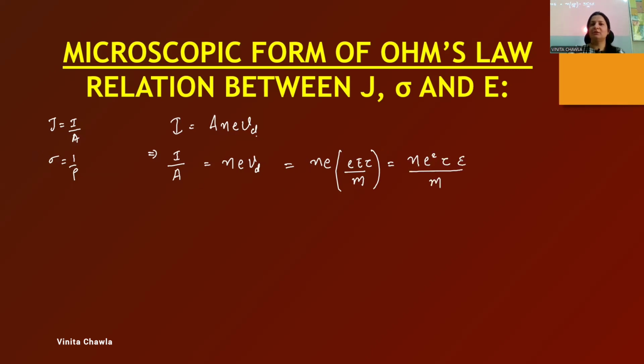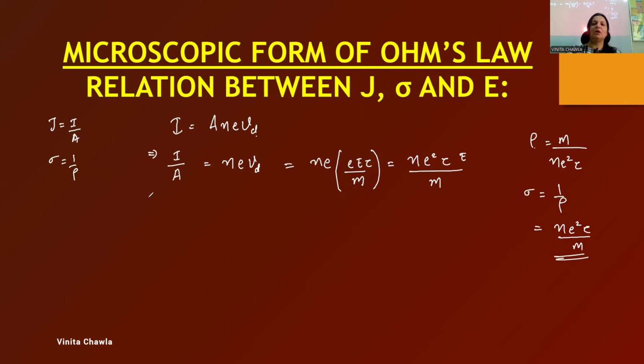Any doubt in this? Okay, now give me the expression for rho. Resistance we had found out, na? Yes. What is resistivity? m upon N E square tau. So what should I write for conductivity? Conductivity is 1 upon resistivity. So what should I write? N E square tau by m.